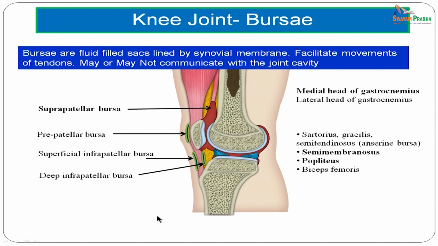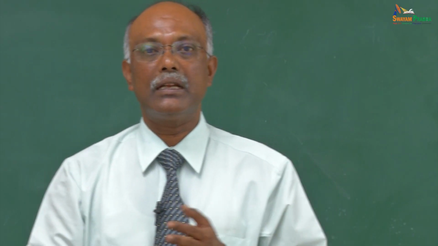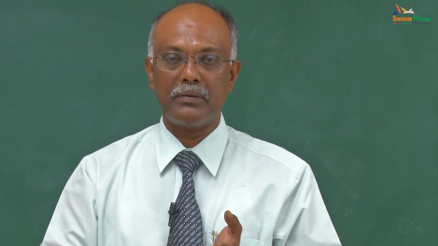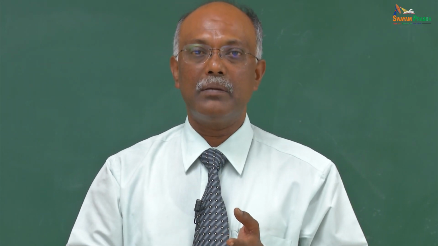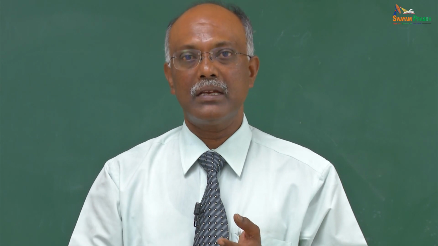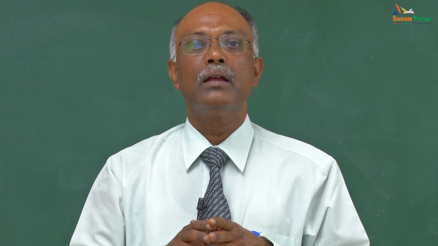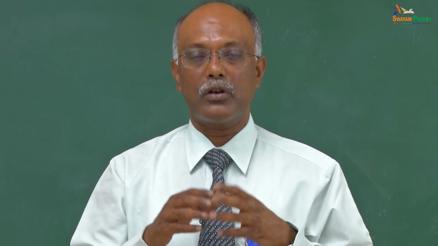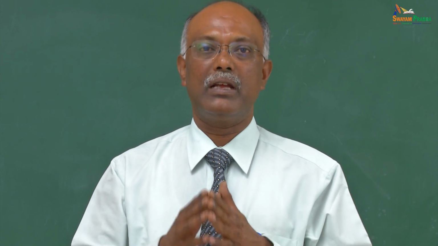So that is about the intracapsular ligaments. So we will have a quick review of the intracapsular ligaments. These include the two cruciate ligaments, the anterior cruciate ligament and the posterior cruciate ligament. We have seen the menisci, which are two in number, the medial meniscus and the lateral meniscus. We have seen the differences between the medial and the lateral meniscus. Then we have studied the coronary ligaments, the transverse ligament and the menisco-femoral ligaments.